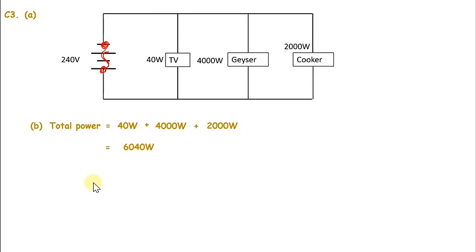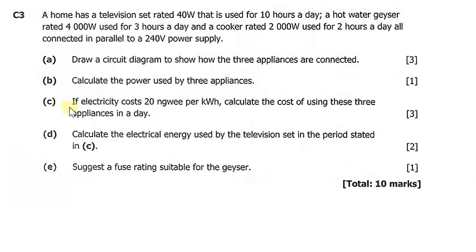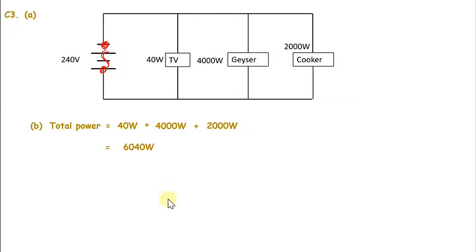Then we come to: if electricity costs 20 ngwe per kilowatt hour, calculate the cost of using these 3 appliances in a day, 3 months. Okay, so the cost of electricity should be equal to electric energy times unit cost. So you need to know electric energy times unit cost, then you get the cost itself.